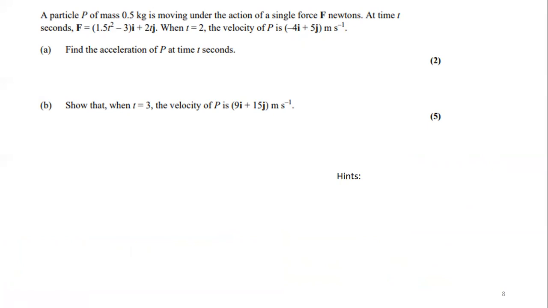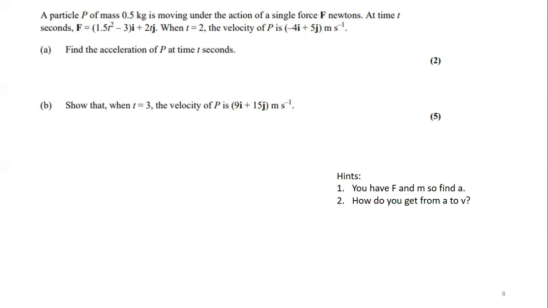So it's given us an expression for the force, and it wants the acceleration. So we've always got the mass. So we have F, and we have m. So we can find a. And then it's saying show that when t is 3, the velocity of P is that. So a is variable. So think about what we use if we have variable acceleration. How do we get from a to v?